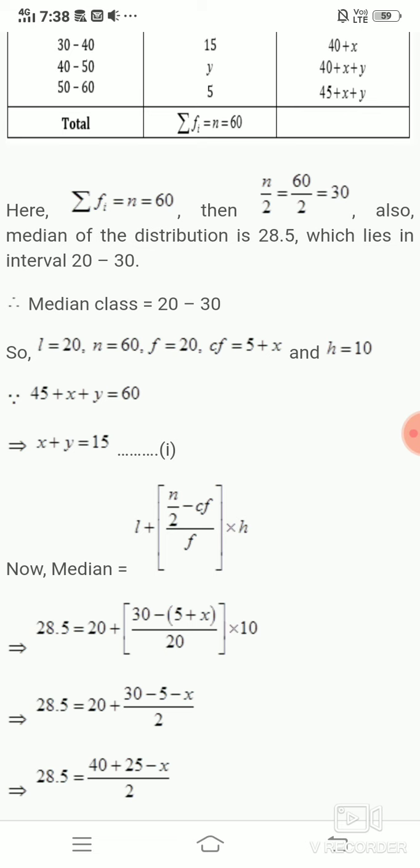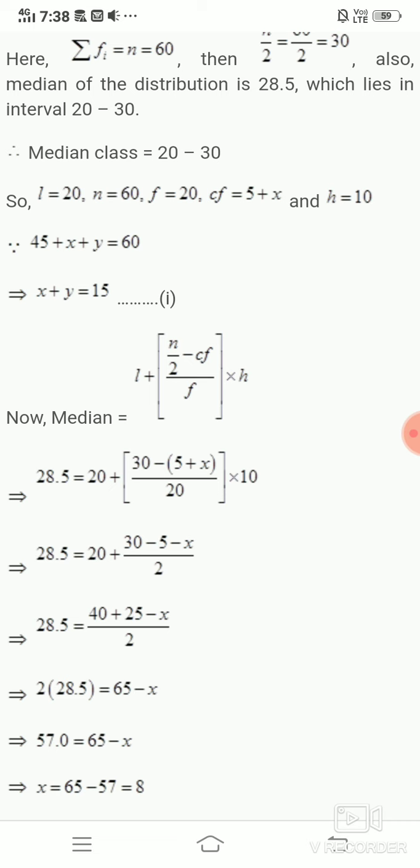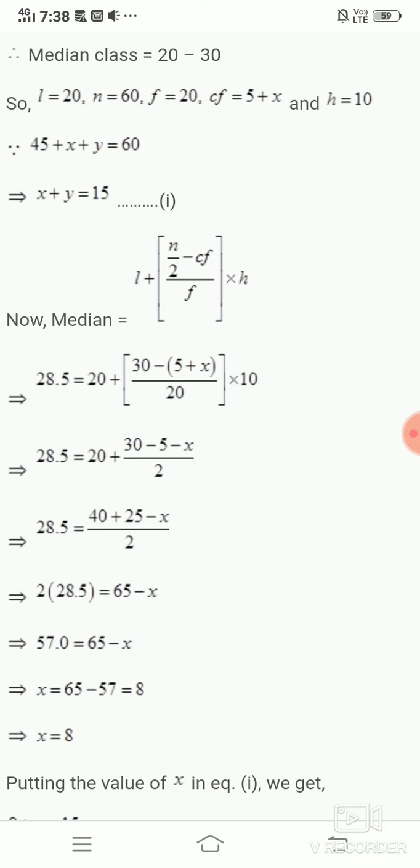Okay, now find the LCM. 2 into 20 is 40, 30 minus 5 is 25, that is 25 minus x whole divided by 2. Now the 2 you are going to use on the left side. 2 into 28.5 is 57, and that equals 40 plus 25 is 65, so 65 minus x. So 57 equal to 65 minus x, therefore x equal to 8. So using the median you are getting the answer 8.